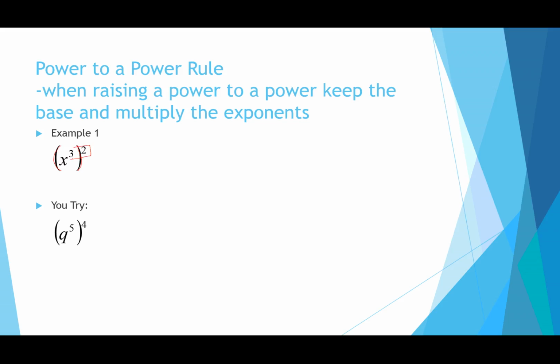With those exponents, as the rule says, we'll keep the base of x and multiply the exponents. So 3 times 2 gives us x to the 6th power. Pause for just a second. I want you to try this one here: q to the 5th raised to the 4th power.